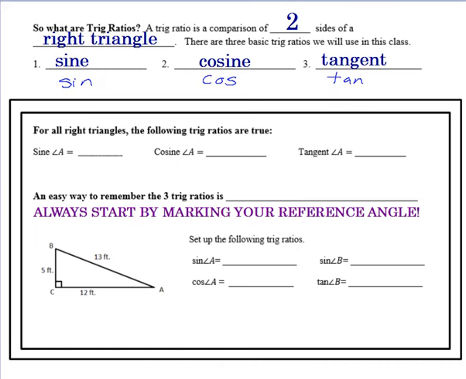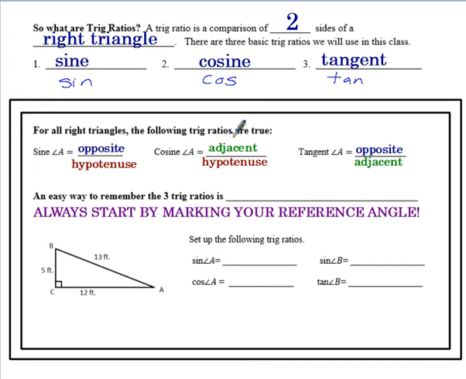So if I have the sine of angle A, some reference angle, the ratio is the opposite side divided by the hypotenuse. Cosine of A follows the ratio the adjacent side over the hypotenuse, and the tangent of angle A is opposite over adjacent.